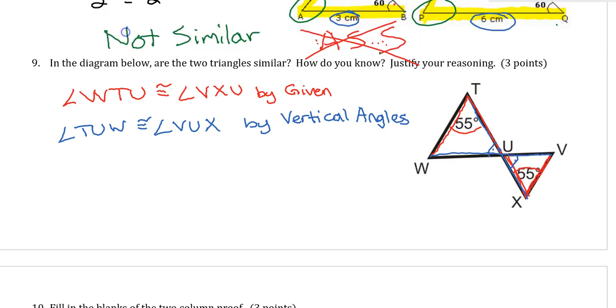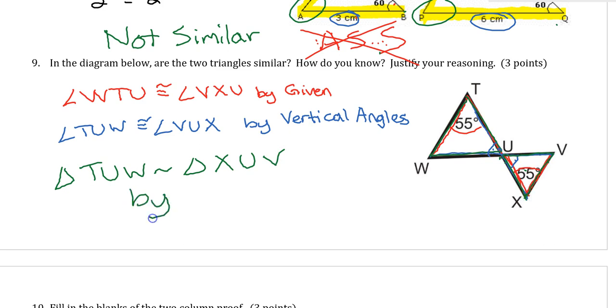Okay. Then the last thing, right, my angle, and then my triangle. Triangle, I'm just going to say TUW is similar to, well, T goes with X. And then I use U, so I'll use U and V, right? X, U, V. Make sure we're matching up our sides. By, what I used? Well, I had two angles. Okay, so by, angle, angle.